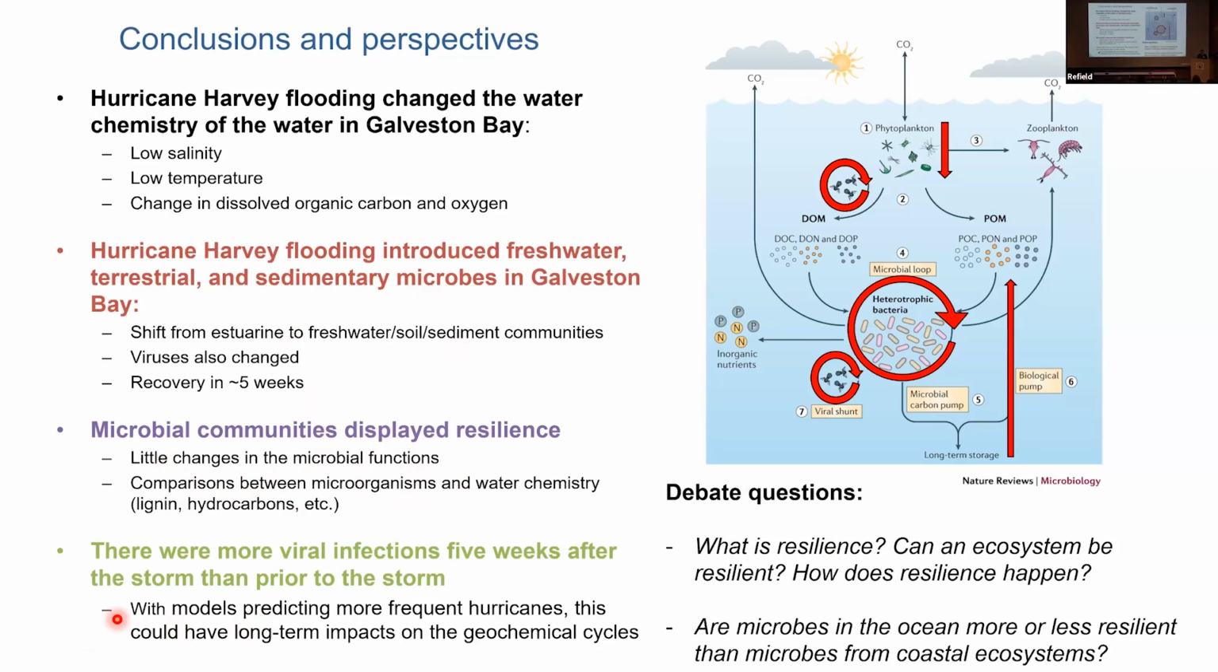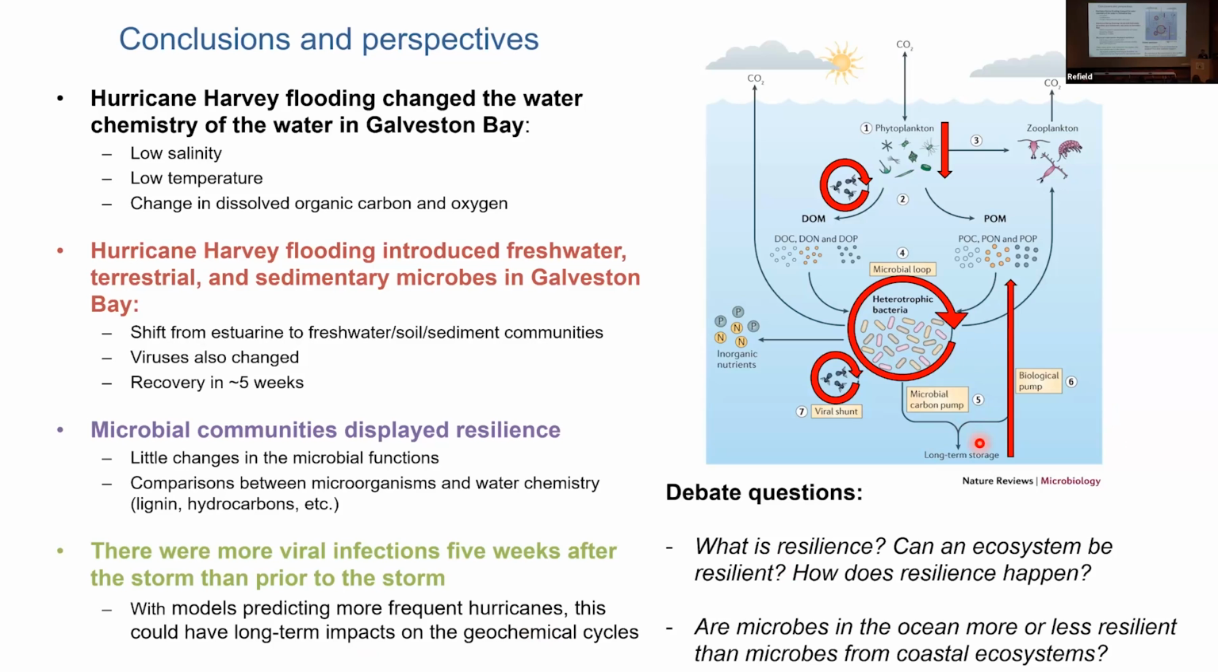And when we looked at the viruses, as we're expecting more frequent hurricanes, there could be a long-term impact of this, especially when we look at viruses, which are often forgotten or neglected in models. That could have an impact on the geochemical cycle.